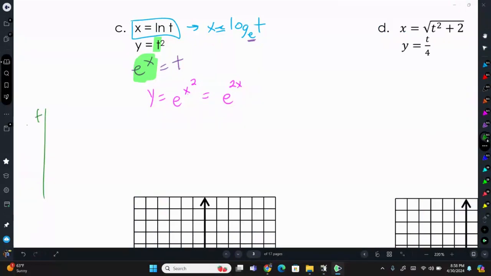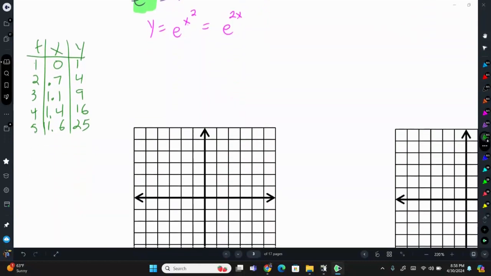So t: 1, 2, 3, 4, 5, x, y. When t was 1, it was 0 and 1. When t was 2, it was 0.7 and 4. 3 was 1.1 and 9. 4 was 1.4 and 16. And 5 was 1.6 and 25.